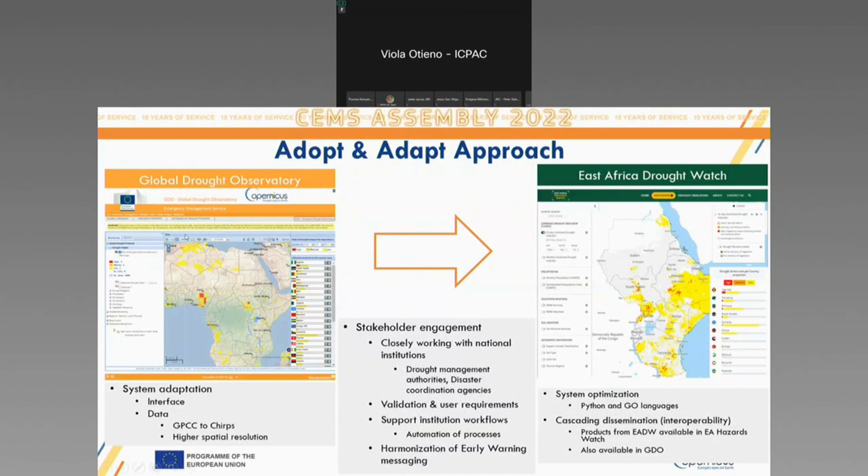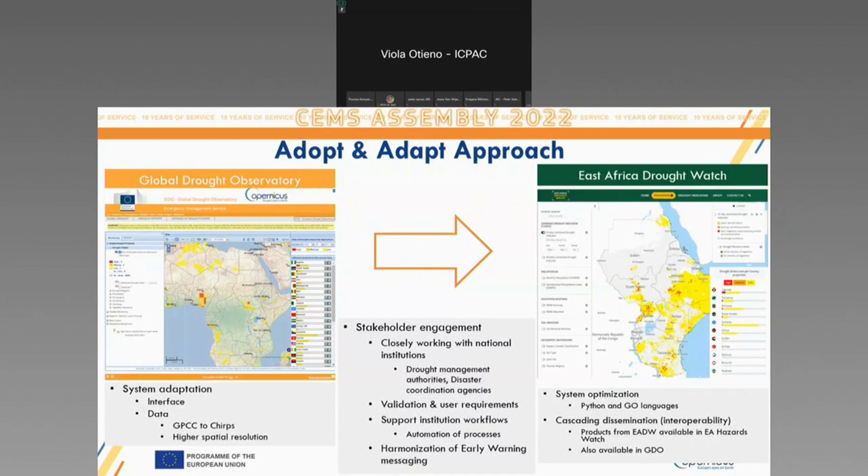So this, you see that on the left, and then you see on the right what we have developed, the East Africa Drought Watch. We had to do some adaptation to the system, and below here, I show the adaptations that we did. So first was the interface. You can see that we modified the interface to use more modern technology. We also had to change the data as well.